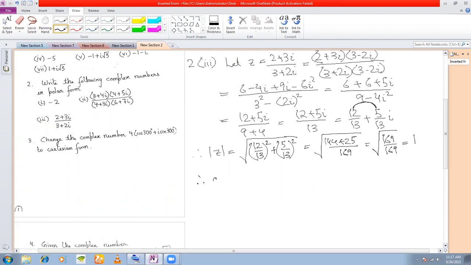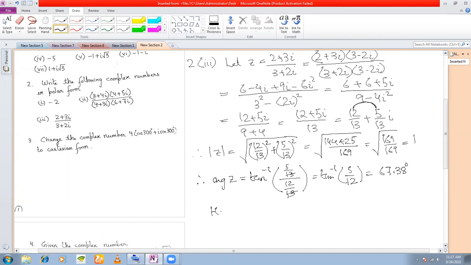So clearly you can write argument of z is equal to tan inverse y by x. y is 5 by 13 and x is 12 by 13, right? So that 13 and 13 are going to cancel. You're simply going to get tan inverse 5 by 12. Now tan inverse 5 by 12, from your calculators, you can find it to be 67.38 degrees, right?